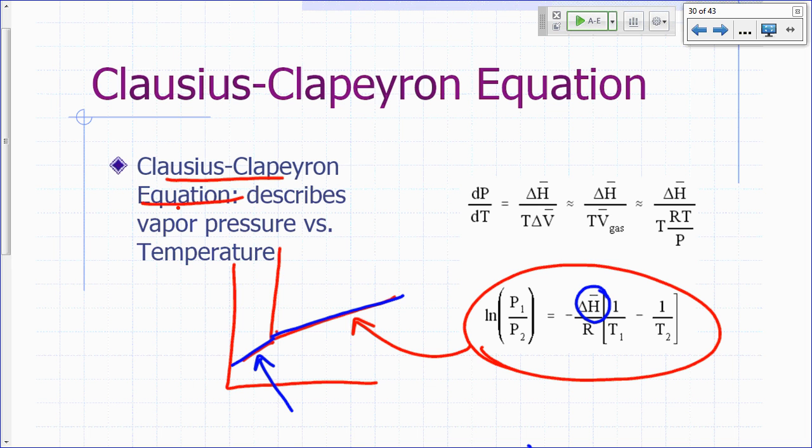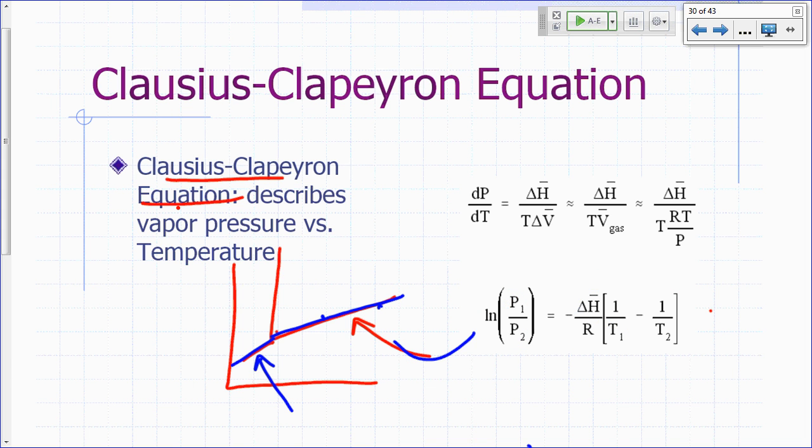Okay? So for any 2 points on the curve, natural log of the pressure at point 1 over the pressure at point 2 would be equal to negative delta H over R times 1 over T1 minus 1 over T2. So this is just an equation that describes this curve right here. So this will allow us to actually do some calculations, like how much does the vapor pressure change if you change the temperature, or how much does the boiling point change if you change the pressure.